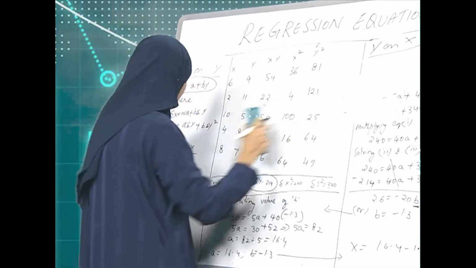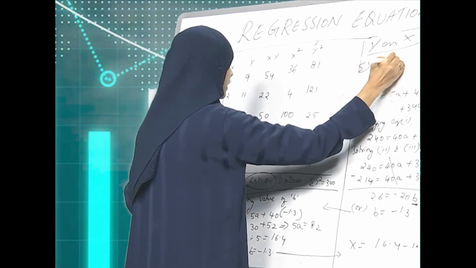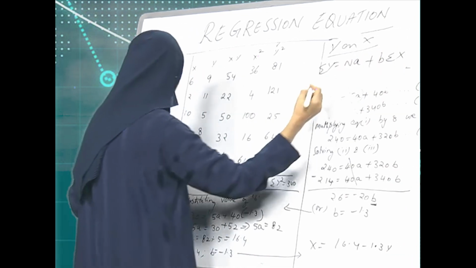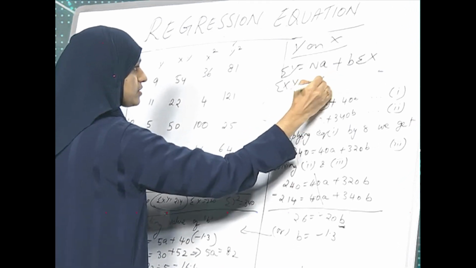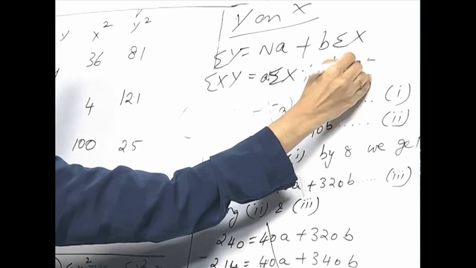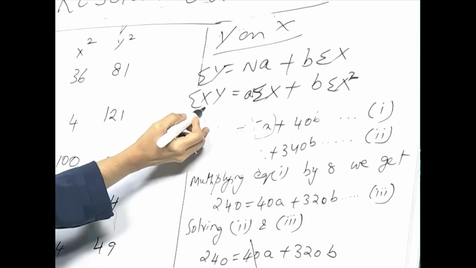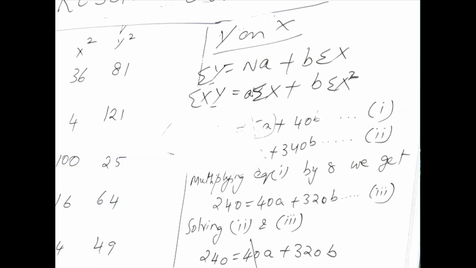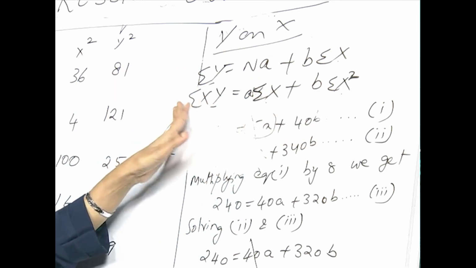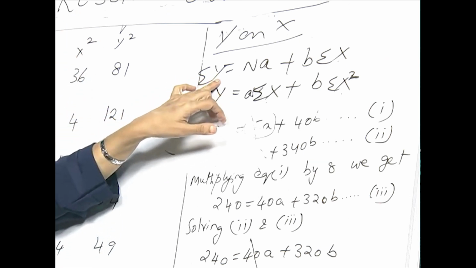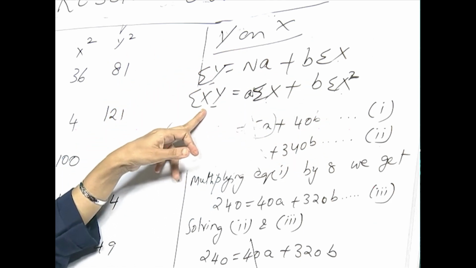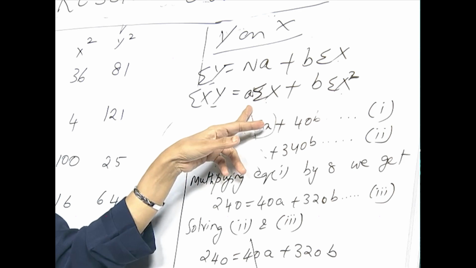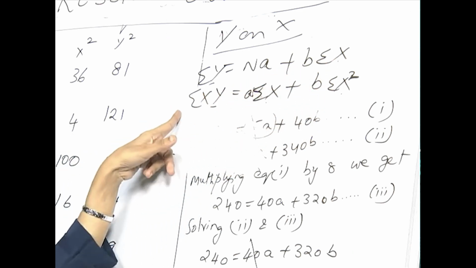We are trying to find out sigma y is equal to na plus b sigma x, and sigma xy is equal to a sigma x plus b sigma x square. So you see here, the moment I have taken y onto the left hand side, on the right hand side you will have only x. x will help you to determine y. In the previous one we had x here, so all the values were related to y. Now we have y here, so on the right hand side you will have all values related to x, which means x is helping us to find out y.